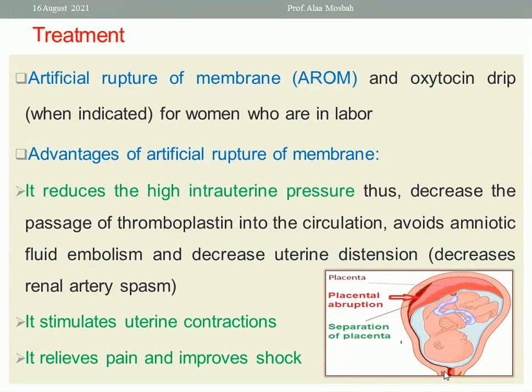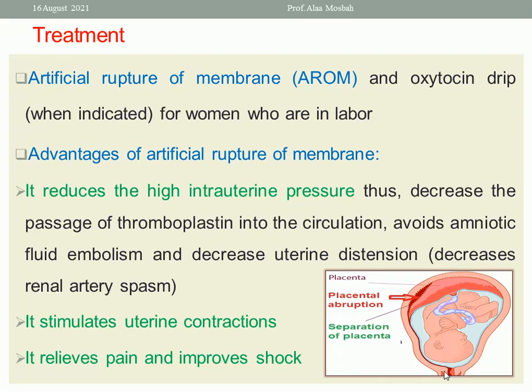You should do artificial rupture of membranes, and it is very beneficial really, and maybe you can use oxytocin infusion if there is no efficient uterine contraction. But if there is efficient uterine contraction, it is well and good. Why artificial rupture of membranes? There are many benefits from artificial rupture of membranes, really.